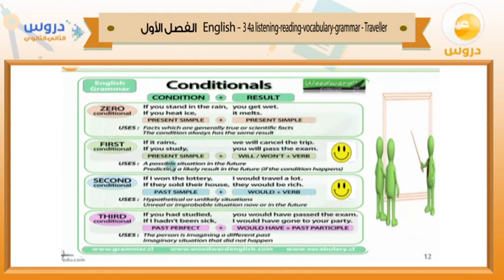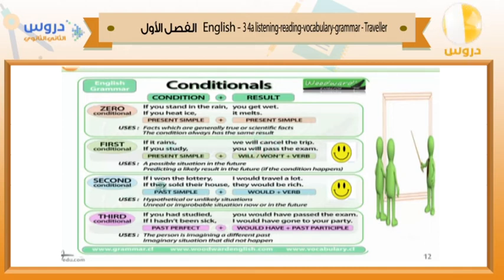And we use it when you have a possible situation in the future, trying to predict a likely result in the future, if the condition happens. So if it rains, and this is going to be maybe after 10 minutes, 10 hours, tomorrow, you are trying to predict something in the future. So what's going to happen if it rains? We will cancel the trip. This is the answer. If you study, what's going to happen? You will pass the exam. So you have will cancel, will pass, and here you have present.